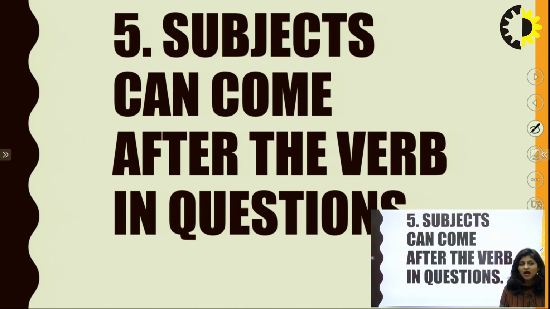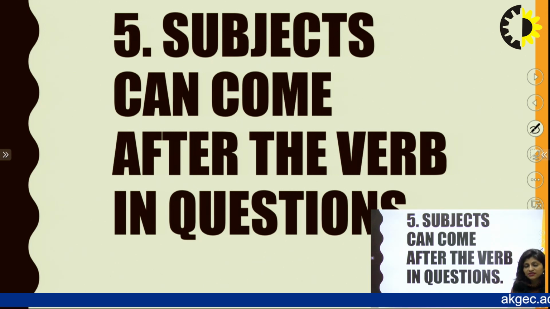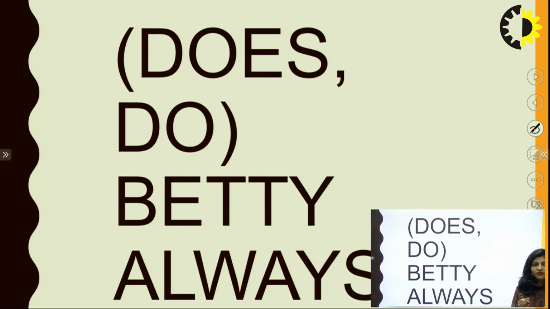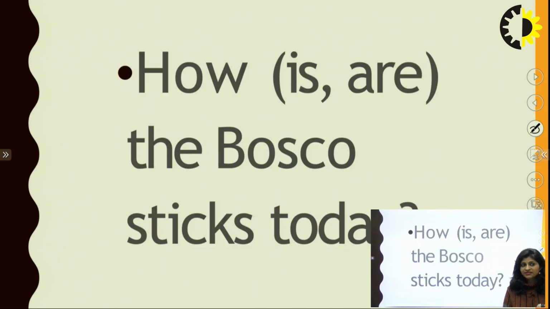Subjects can come after the verb in questions. When you frame interrogative sentences, the subject can come after the verb. If you see does or do, when we start a sentence with does or do, obviously it takes the form of a question, right? So when we frame interrogative sentences, we need to consider that our subject comes after the verb. Here Betty is obviously a singular subject, so you are going to use a singular verb, and that is does. So, does Betty always?